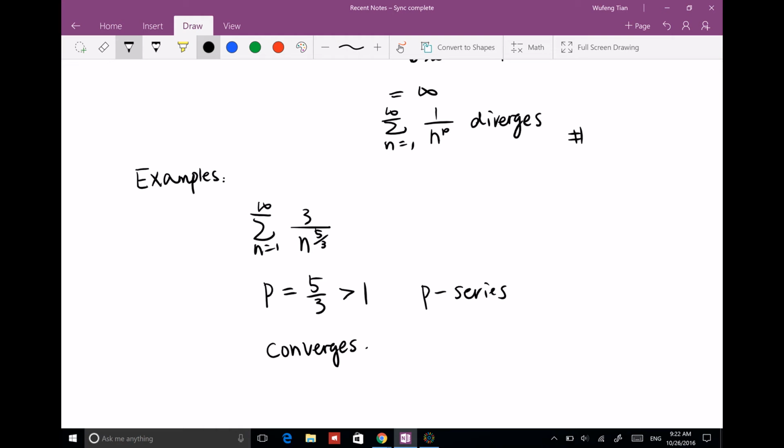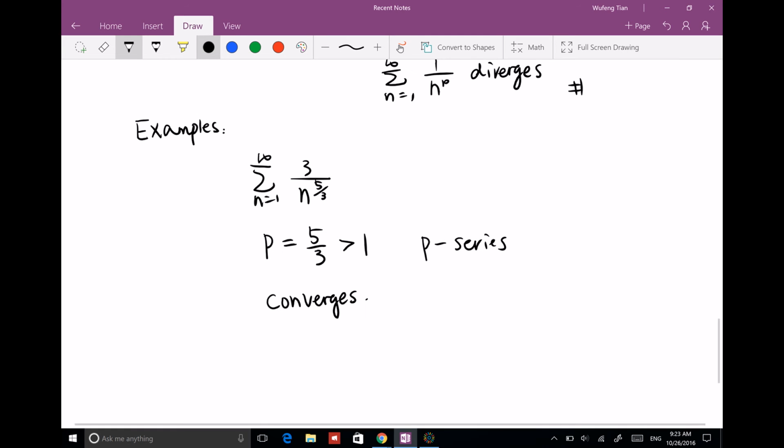Okay. So if in the test you have, maybe in this test I don't have a P series, but if you have, anytime you just say P series, P equals 5/3 bigger than 1, it converges. Then that's it. You do not have to use the integral test to prove it again, but you have to say this is a P series and the P is bigger than 1, so it converges. Okay. That's pretty simple, right, everyone?